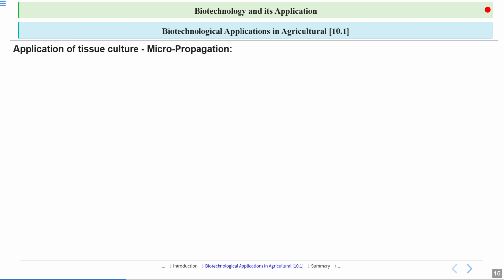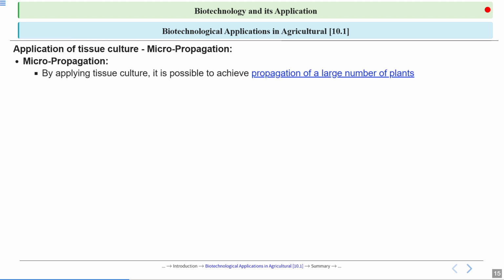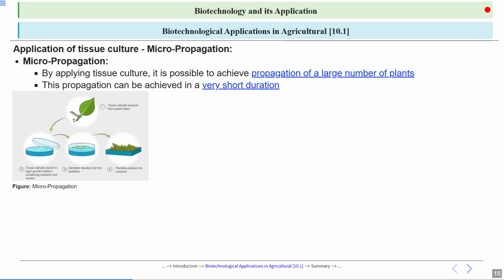One application of tissue culture is micropropagation. Let's see what micropropagation is. By applying tissue culture, it is possible to achieve propagation of a large number of plants. This propagation can be achieved in a very short duration. What it is saying is that by using this whole tissue culture technique, we can achieve a large number of plants.